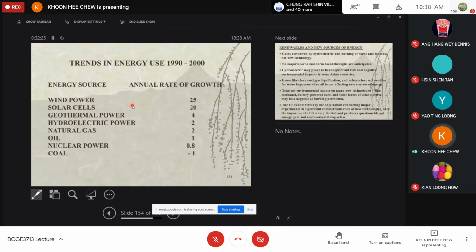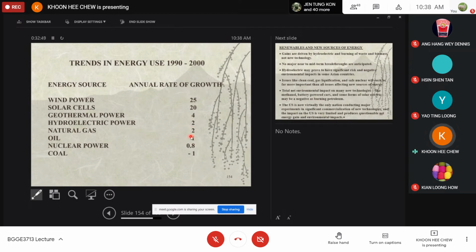The trend of energy use from the 1990s to the year 2000: you can see that the wind energy annual growth rate is 25%. There are more and more people using wind energy. Solar cell 20%. Geothermal is very low, 4%. Hydroelectricity 2%. Natural gas 2%.